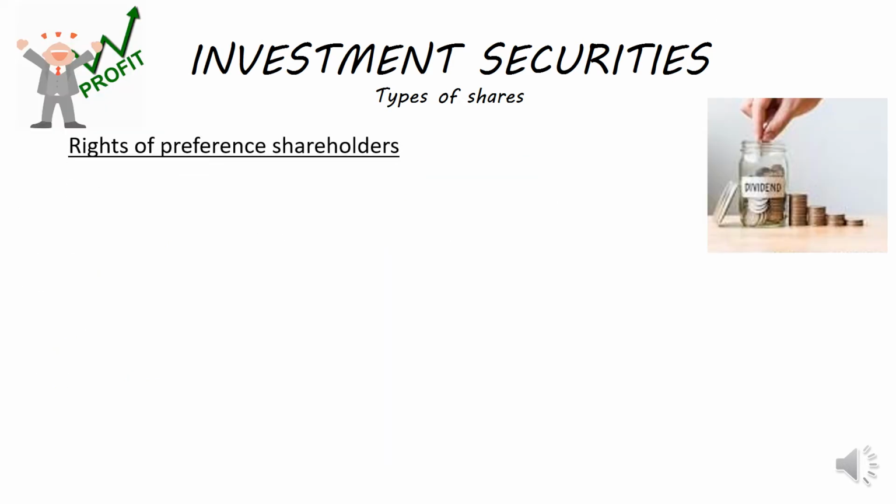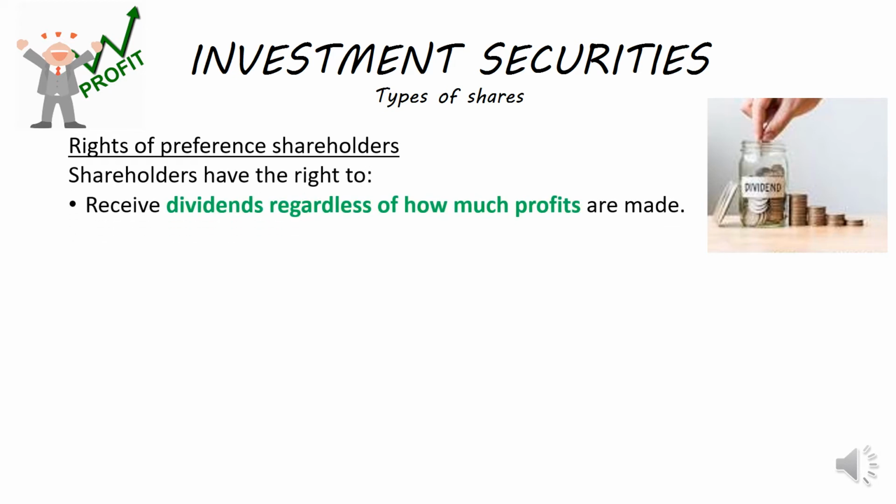Right, so what are the rights of our preference shareholders? Okay, your preference shareholders have the right to receive dividends regardless of how much profit is made. This is different to your ordinary shareholders. Remember, ordinary shareholders will only receive a dividend if a profit is made, and the dividend will depend on how much profit is made. With preference shareholders, remember, their dividend is fixed, and they can receive a dividend regardless of how much profit is actually made. In certain cases, they can even get a dividend if the company has made losses.